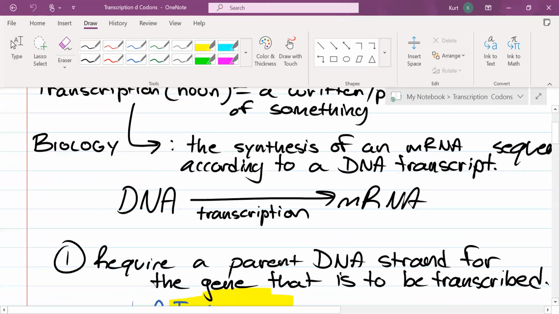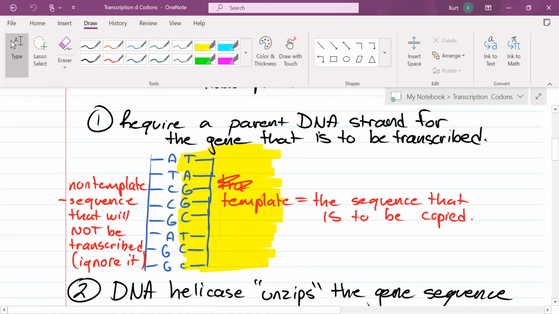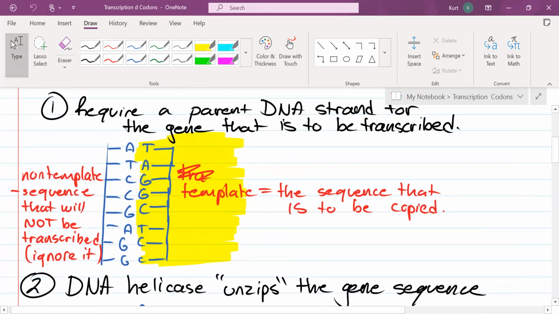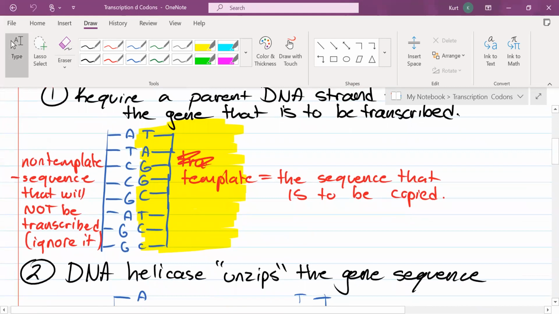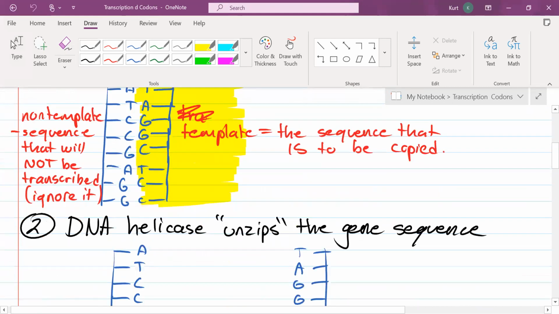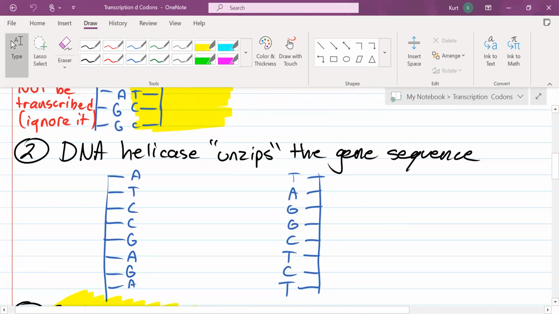On Friday, we did transcription, and I broke it down to you in 3 stages. Stage 1, you have your DNA, but you only want to copy 1/2. What do you call the half that you do want to copy? The template. What do you call the half you don't want to copy? The non-template, okay? Next step, how do you actually get the DNA open so you can get to the nucleotides? Helicase. And then what enzyme is going to scan the template strand to make the mRNA? What enzyme would that be?